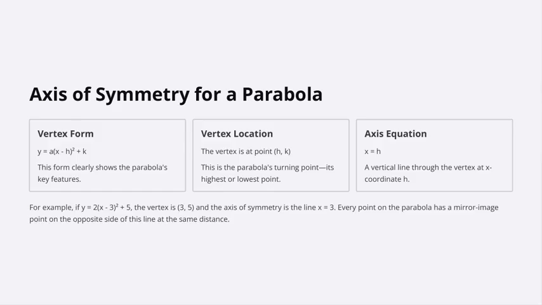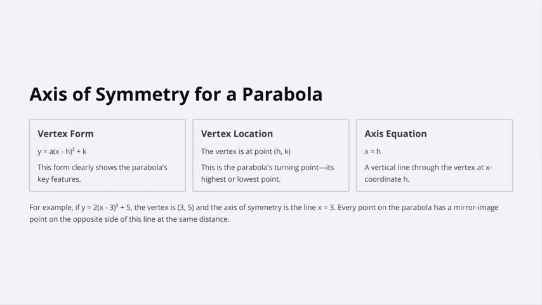Next, the axis of symmetry is the line x = h. Think of it as a vertical line that passes right through the vertex. This line effectively divides the parabola into two mirror image halves. For example, if we have y = 2(x - 3)² + 5, then the vertex is at the point (3, 5). The axis of symmetry in this case is the line x = 3.